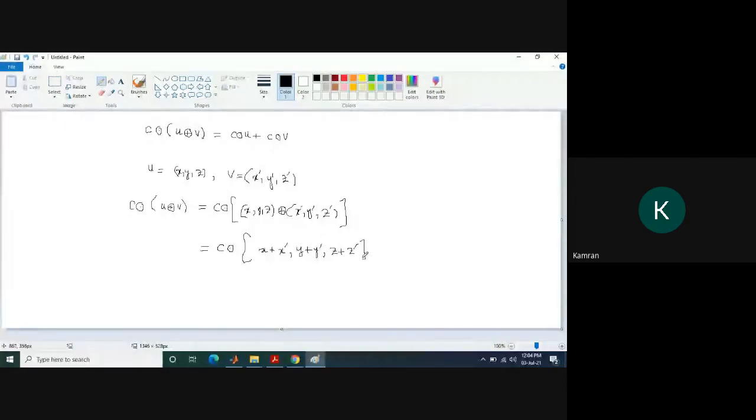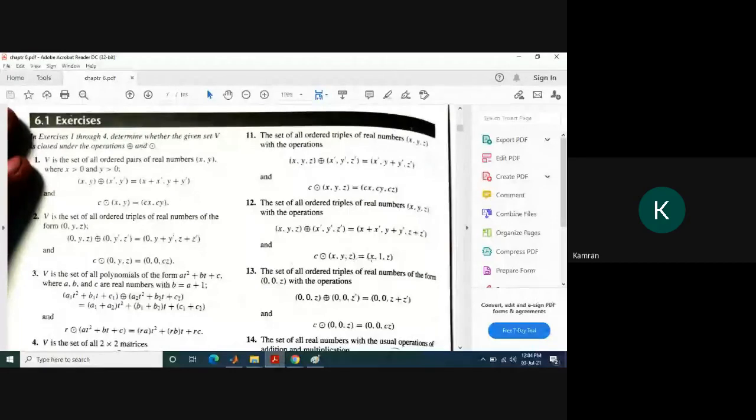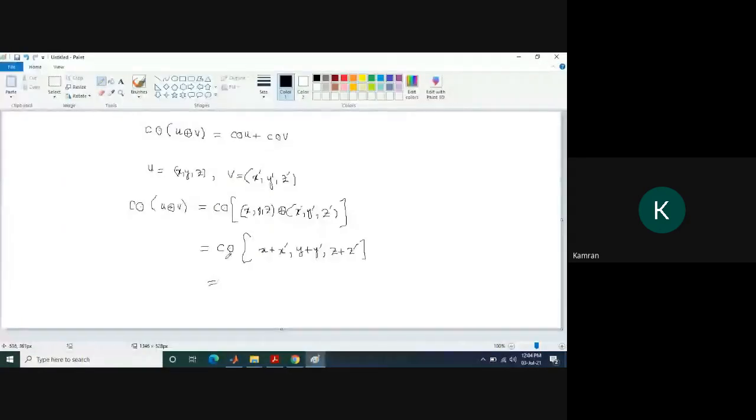And by definition, the scalar product c dot (x, y, z) will be equal to (x, 1, z). So when we multiply c with this, we will get x, the first component, so we will get x plus x prime. The second component will become 1 according to definition. And the third component will be z plus z prime. So this is c dot (u plus v).